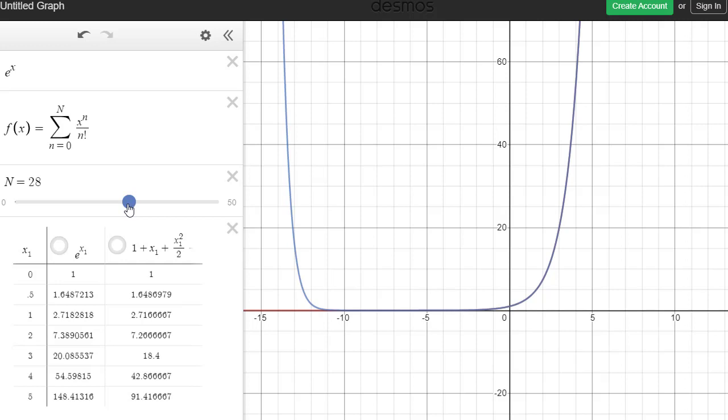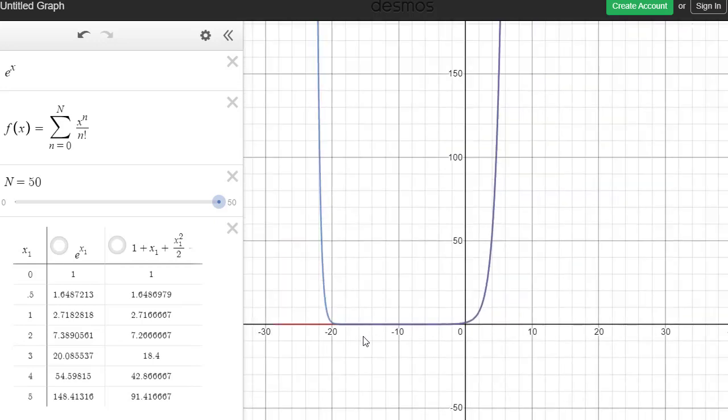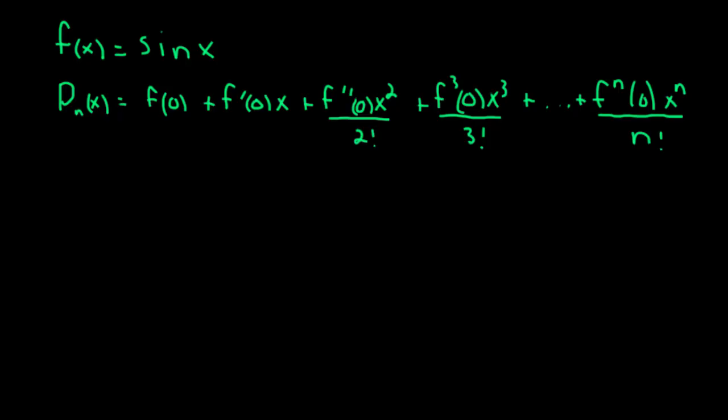But I can go even further, and you can see that this polynomial just continues to lay down on e to the x. E to the x is going to continue to go out this way, and if I added enough terms, this guy would lay down on all of e to the x. Okay, what about a different function? What about sine of x?